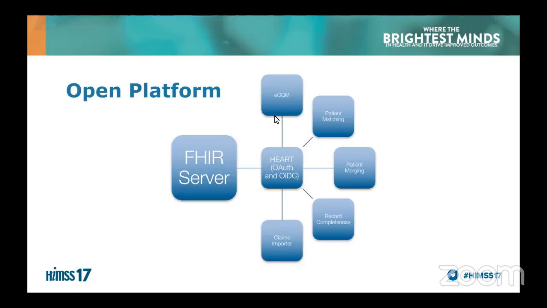We have the calculation of electronic clinical quality measures. We have patient matching so that we can try to identify the same patients in a data set. Patient merging so that once we have identified the same patients, we can try to collect their information down into a single record. Record completeness, which I'll talk about, that gets into another aspect of improving data quality, and a claims importer, but we're not going to delve too deeply into that in this presentation.